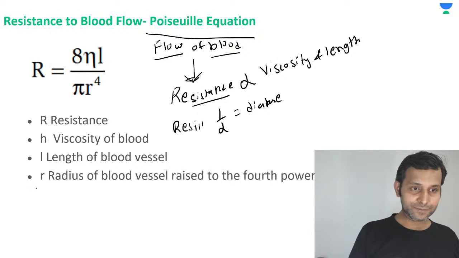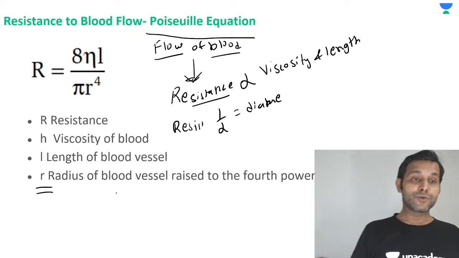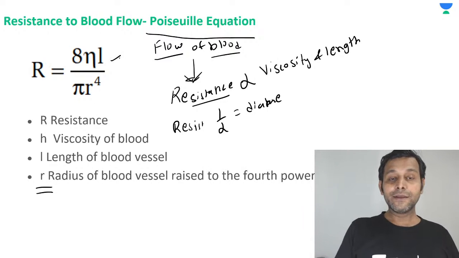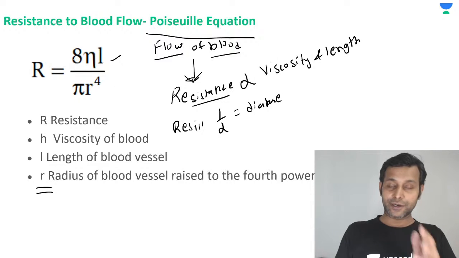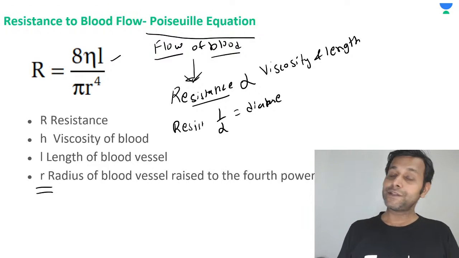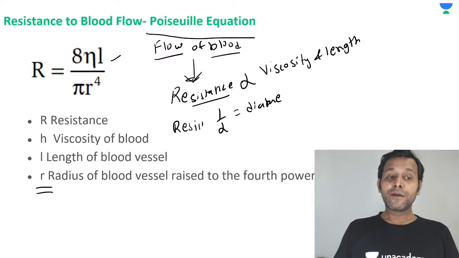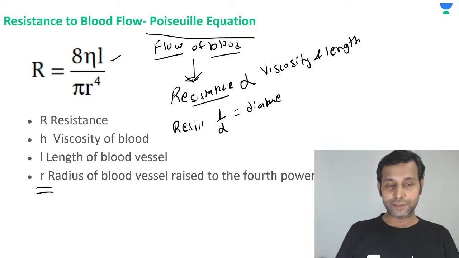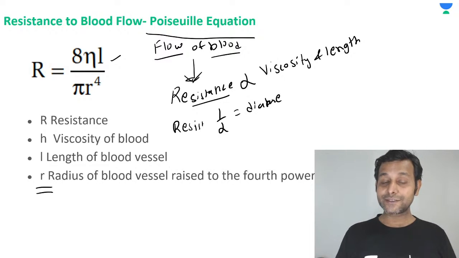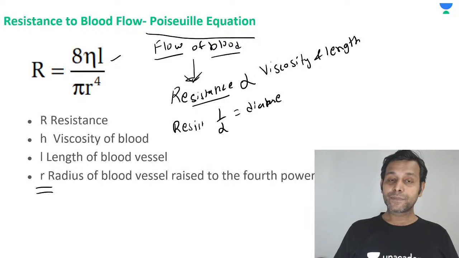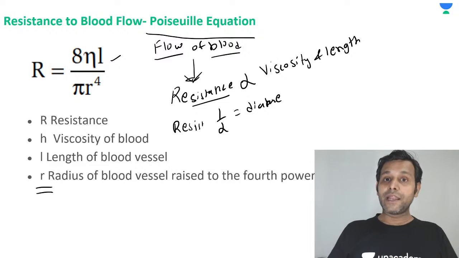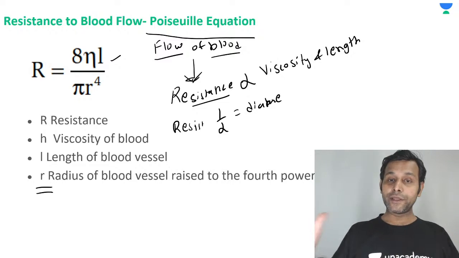Radius of blood vessel. So in the equation you can see resistance is proportional to 8 nu L, where 8 is a constant, nu indicates viscosity, L indicates length. It is inversely proportional to pi r raised to 4, where r indicates the radius of the vessel. So as the radius decreases, the resistance will increase. As it increases, the resistance will decrease. As the length increases, the resistance also increases.